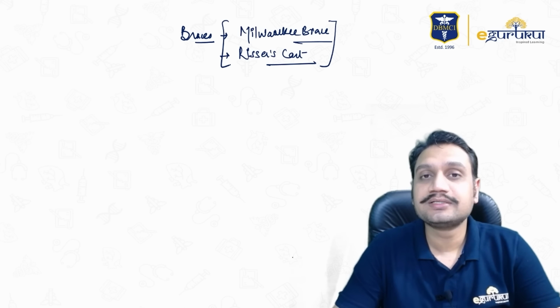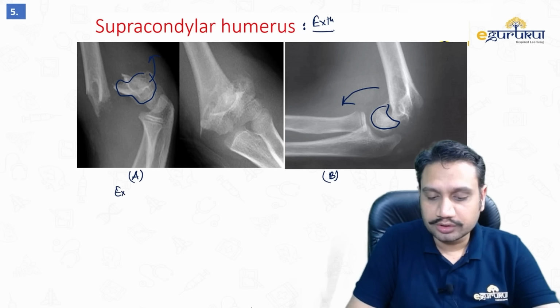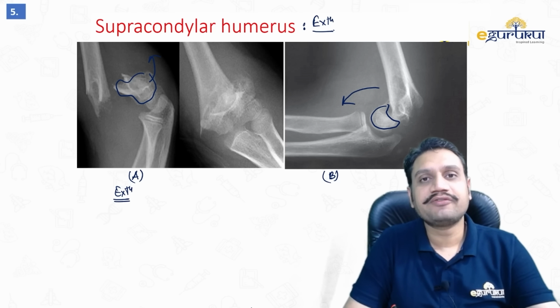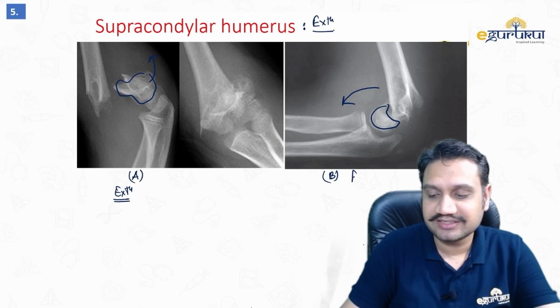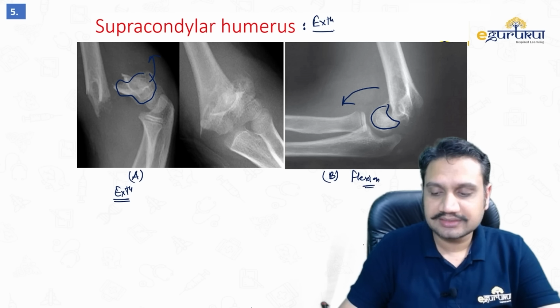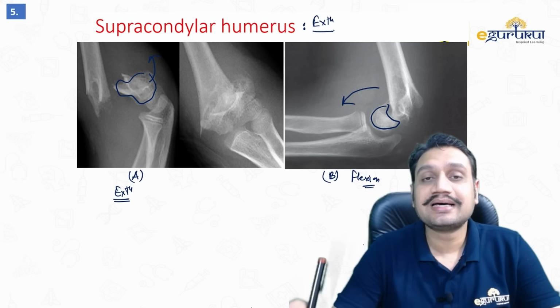Here the distal fragment is coming where? On the dorsal side. So when the extension fragment goes on the dorsal side, it is extension kind of injury. When the fracture fragment goes on the palmar side, flexor side, it is a flexion kind of injury. So remember this, most of the supracondyles are extension kind of injuries.